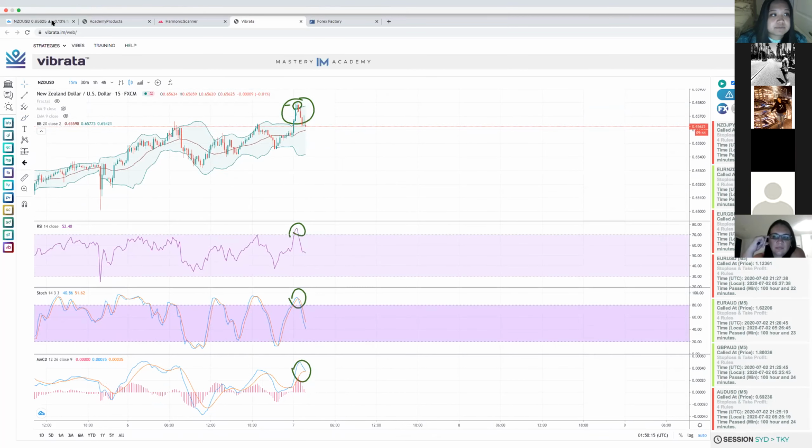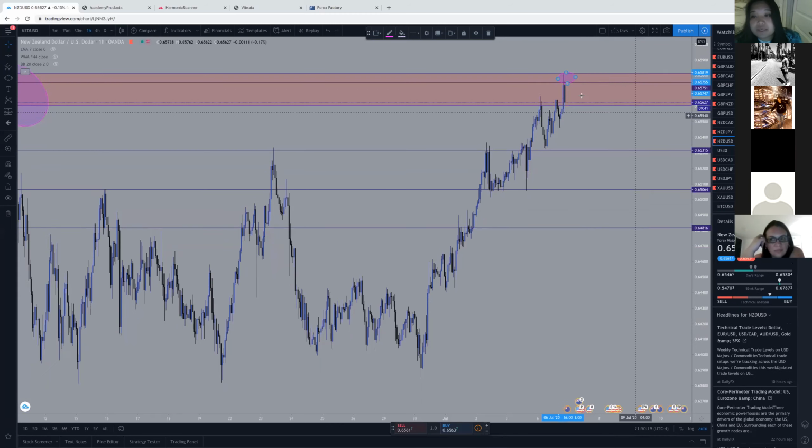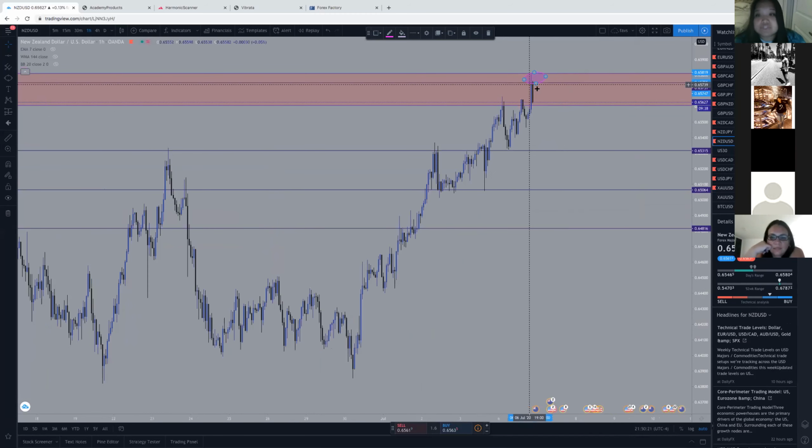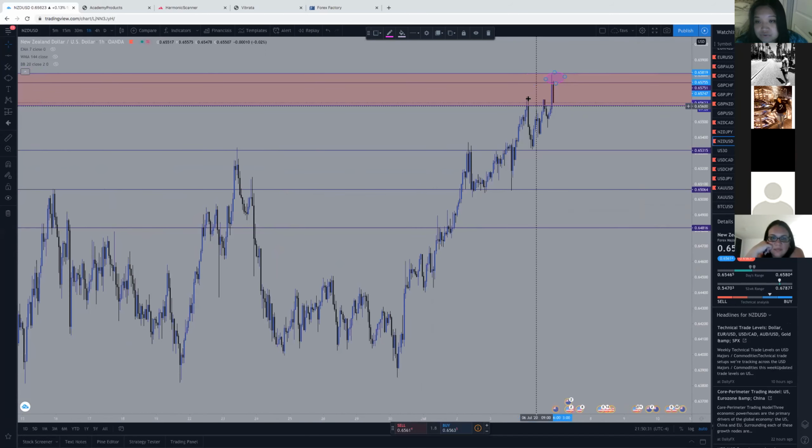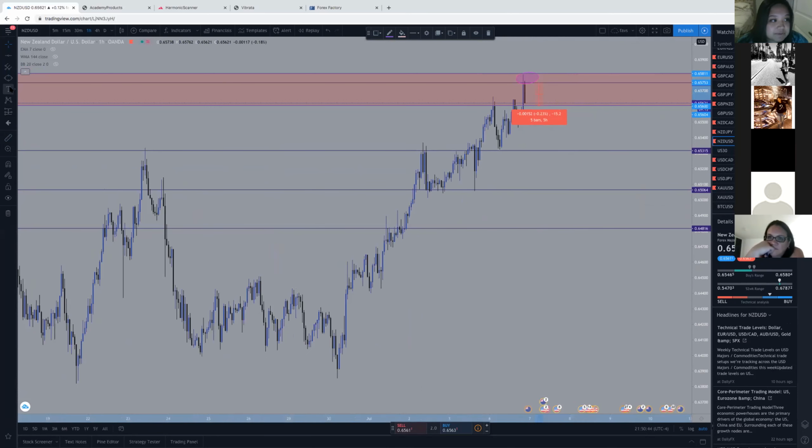So I go back to my TradingView. I like this because on the 1-hour, it just gave me a huge wick. So I can take this to the previous support. My previous support is right here, where I see these two candles. So I'm just going to take it there, and that's going to be my scalp for the session. 15 pips, and I'm done.